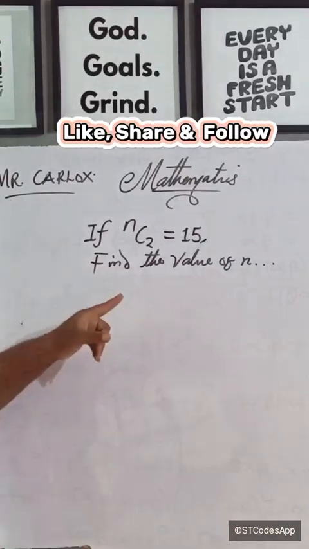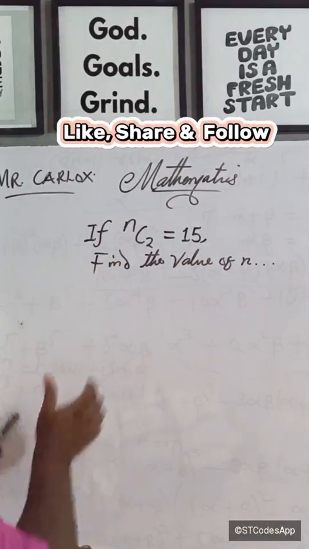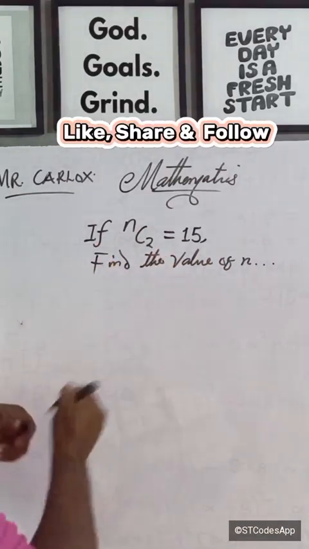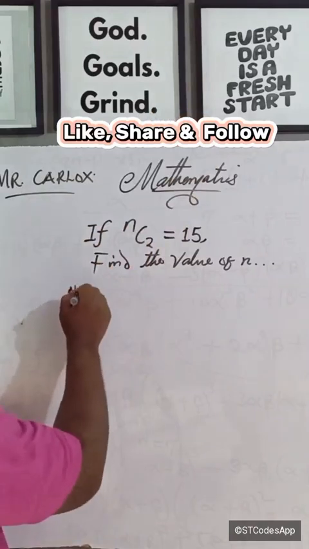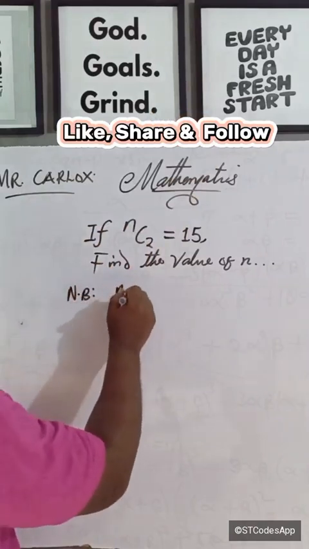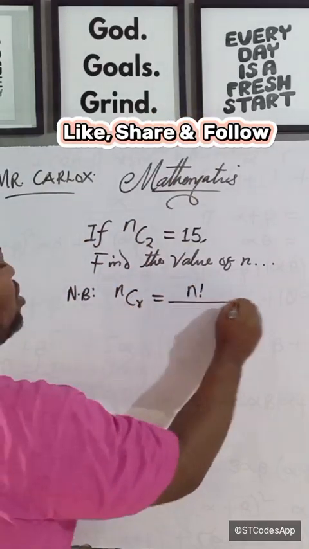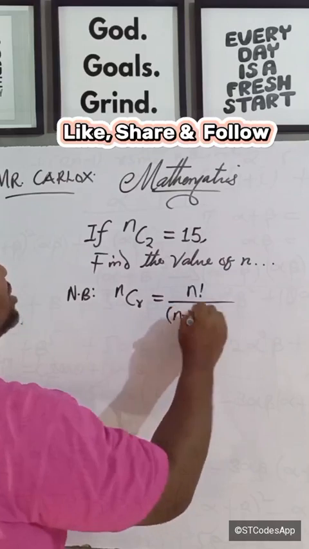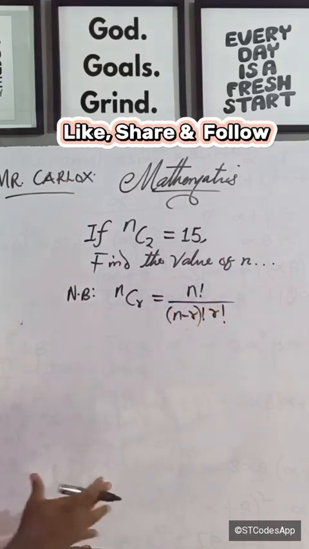In today's class, we are asked to look for the value of n under this thing they call combination. Now, the word combination means selection. How do we arrange this question very fast? Note that n combination r is equal to n factorial over (n minus r) factorial times r factorial. This is the formula we use to solve something like this.